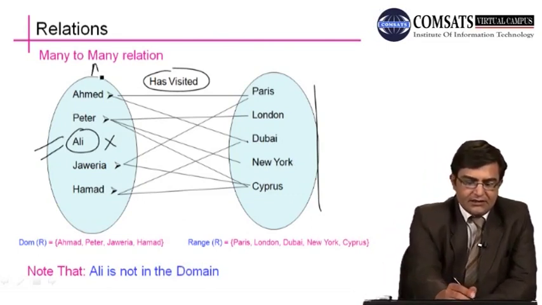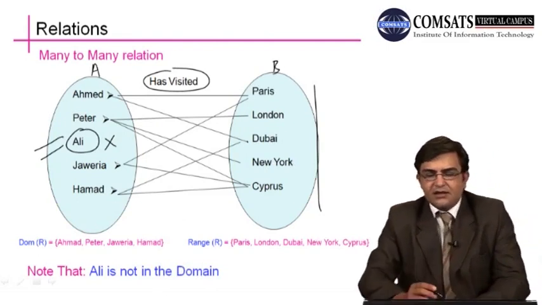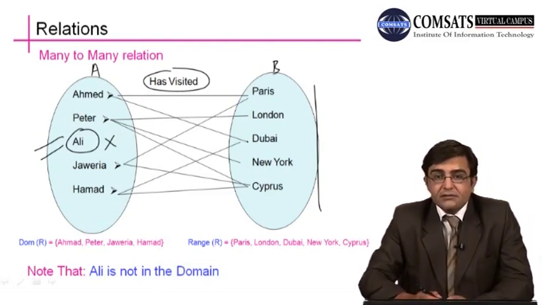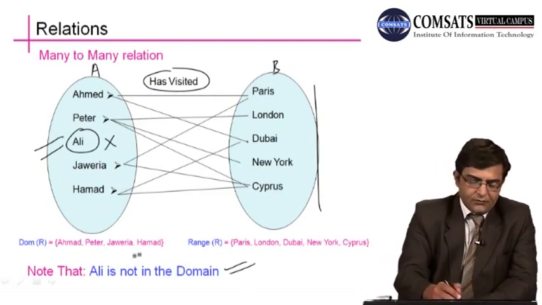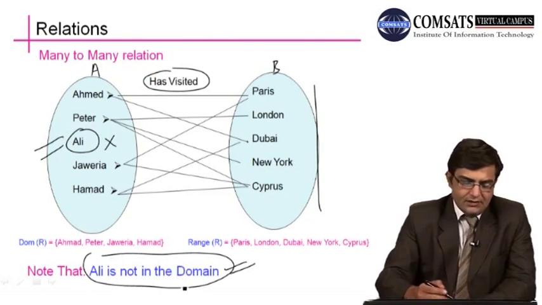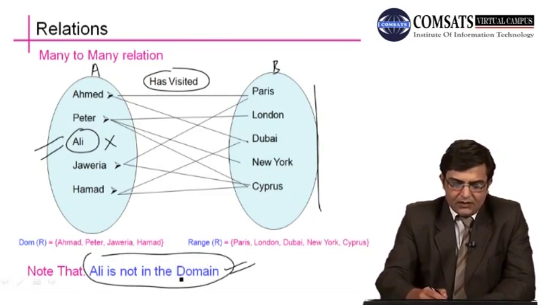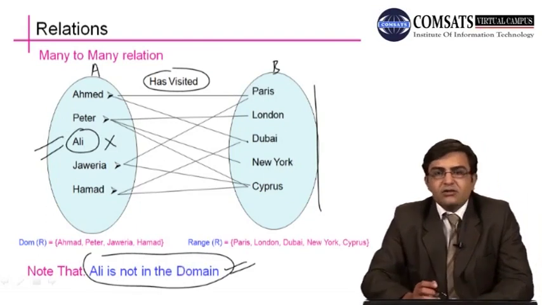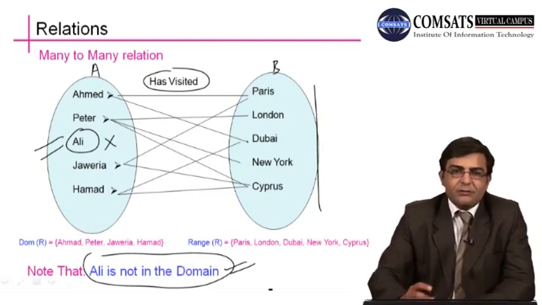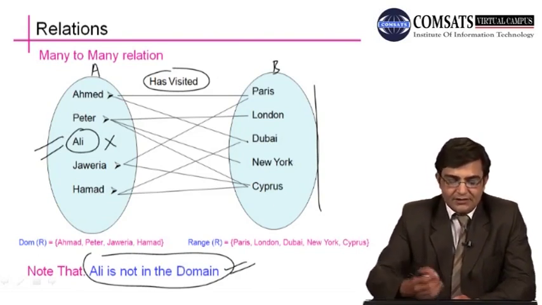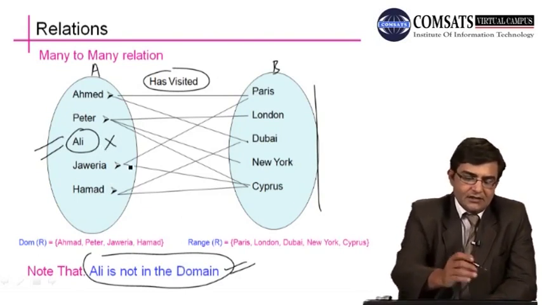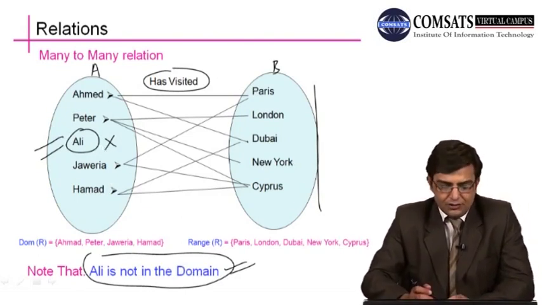This is basically set A, this is set B, and the relation is basically a subset of the Cartesian product of A and B. Note that Ali is in the domain, but Ali has not visited any of the cities, and still Ali is in the set A. It is in the domain. So this is basically the many-to-many relation.